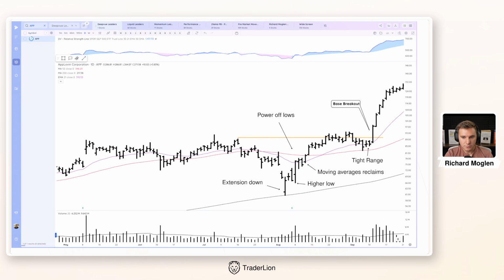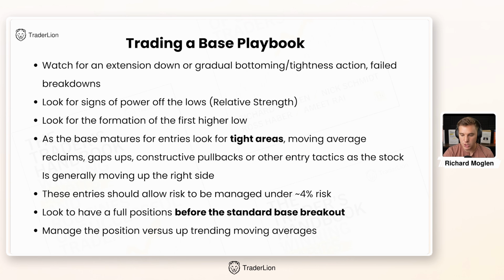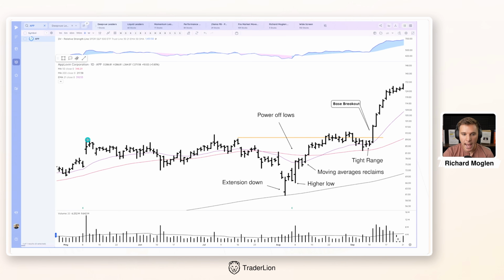All right, so here's another example of this framework. Just to go through another example, we've got APP. It really started consolidating back in this area. Here is where we broke below the 21 EMA. So this is the left side of the base. Then we've got an extension down, and look how it's supported off the 200-day moving average. You'll find a lot of stocks do this.